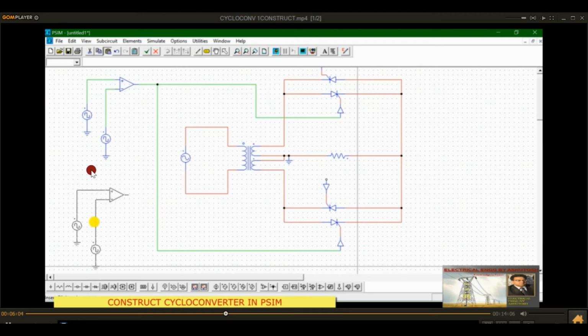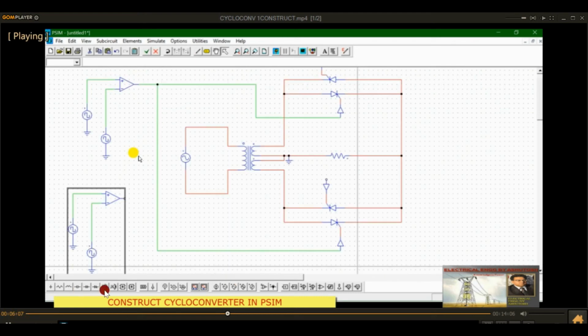Then just copy paste. Okay, this is the first set of gating supply we have provided to the P1 and P2 gate terminals. Okay, this is P1, this is P2, this is the gate terminal. So through the on-off controller we have provided gate supply through this comparator circuit. Okay, and then just copy paste, and then by inverting the supply, provide the output of this comparator to the gating terminals of the negative sets of thyristors.